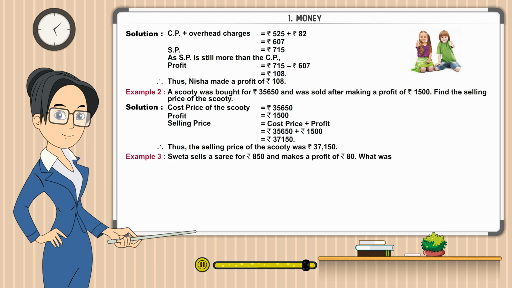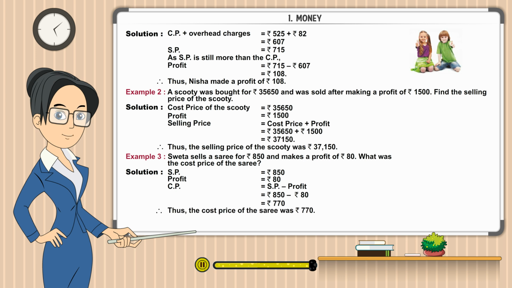Example 3. Shweta sells a sari for 850 rupees and makes a profit of 80 rupees. What was the cost price of the sari? Solution: SP is equal to 850 rupees. Profit is equal to 80 rupees. CP is equal to SP minus profit is equal to 850 rupees minus 80 rupees is equal to 770 rupees. Thus the cost price of the sari was 770 rupees.